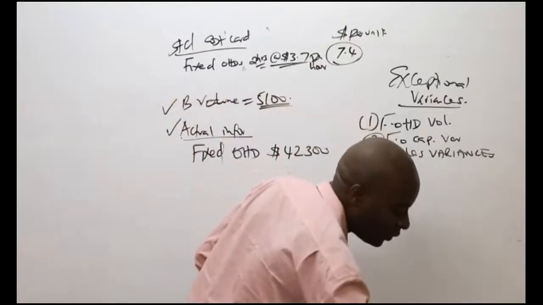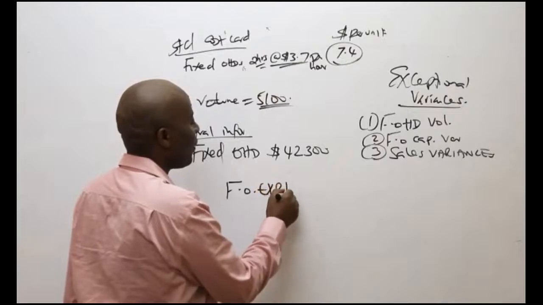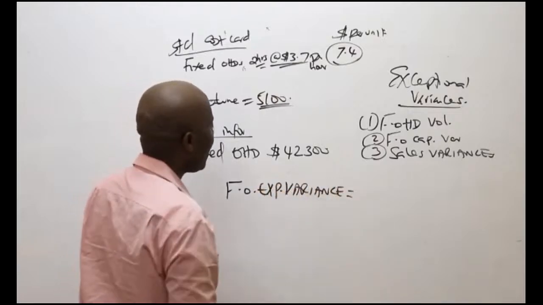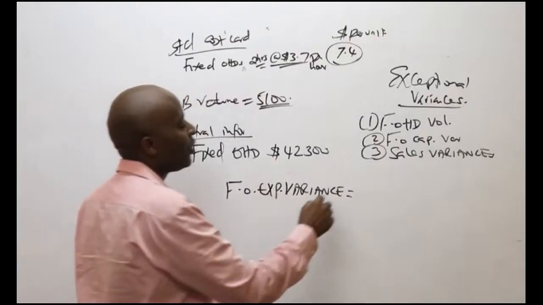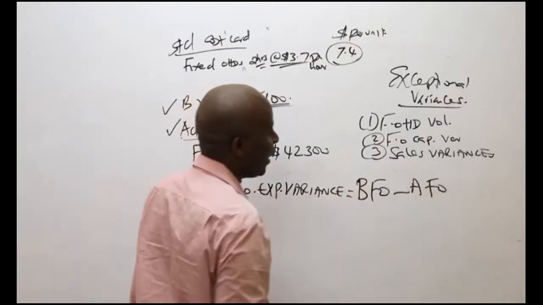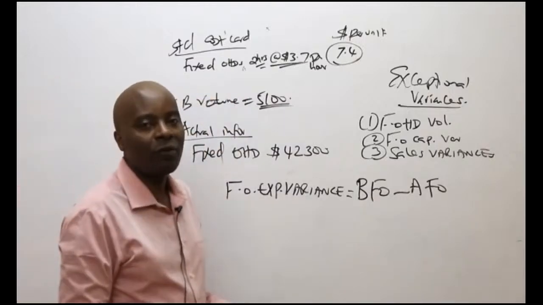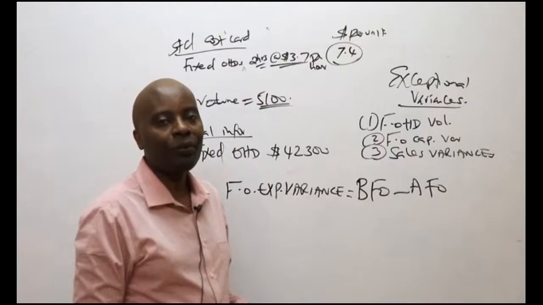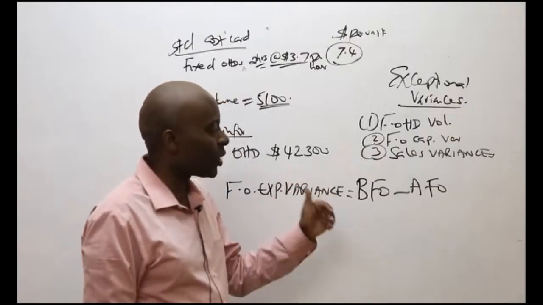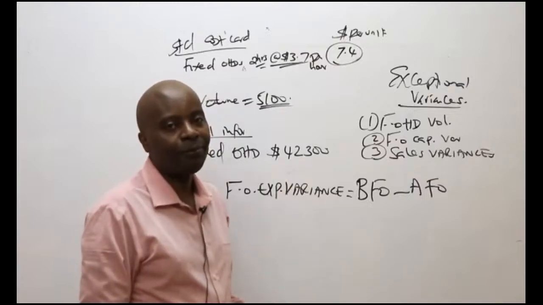Now the other student who should be able to get 100 bob is a student who got this fixed overhead expenditure variance. Let's see whether there is any. We'll be able to get this correctly. To get fixed overhead expenditure variance, we normally take budgeted fixed overheads minus actual fixed overheads. That is the formula. Please write this formula in full. BFO is budgeted fixed overheads minus actual fixed overheads.